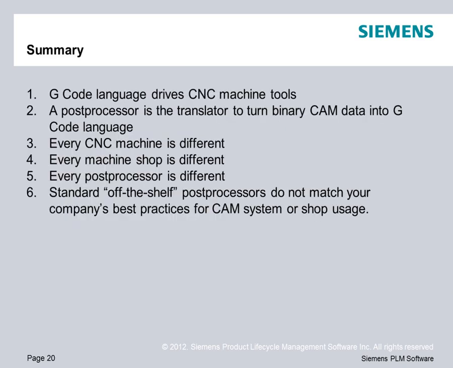So to summarize, the G-code language is what drives the CNC machine tools. And a post processor is the translator that turns that binary CAM data into the G-code language. Every CNC machine is different, every machine shop is different, therefore every post processor must be different. And typically speaking, an off-the-shelf post processor is not going to match your company's best practices for CAM system or shop usage.